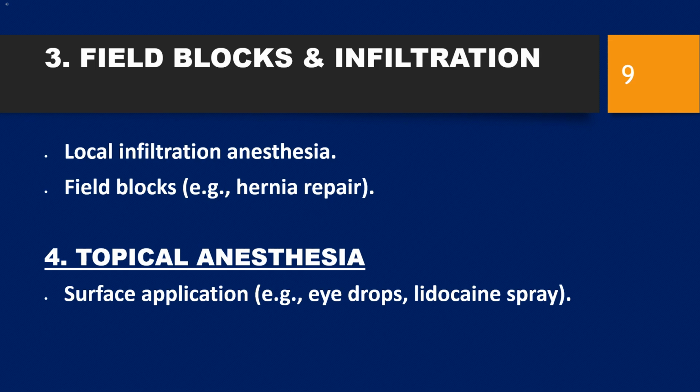3. Field blocks and infiltration. 1. Local infiltration anesthesia: injecting local anesthetic directly into the surgical site to provide pain relief. 2. Field blocks, e.g., hernia repair: injecting local anesthetic around the surgical site to block pain signals. 4. Topical anesthesia. 1. Surface application, e.g., eye drops, lidocaine spray: applying local anesthetic directly to the surface of the skin or mucous membranes to provide topical pain relief.